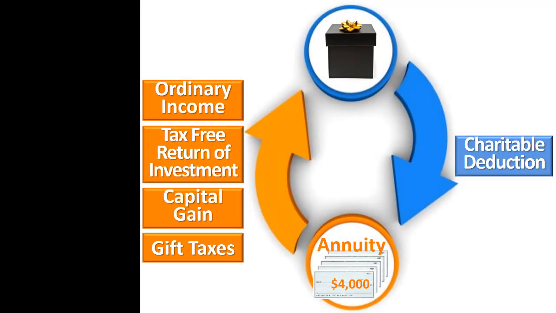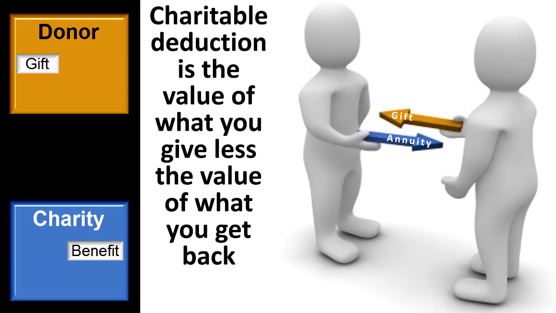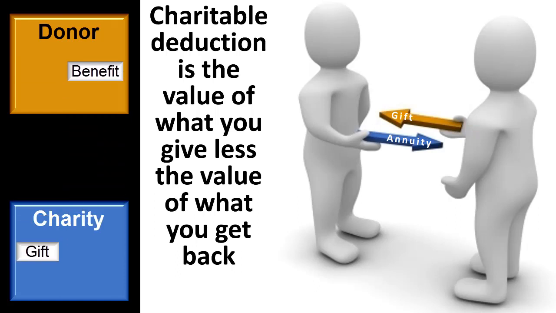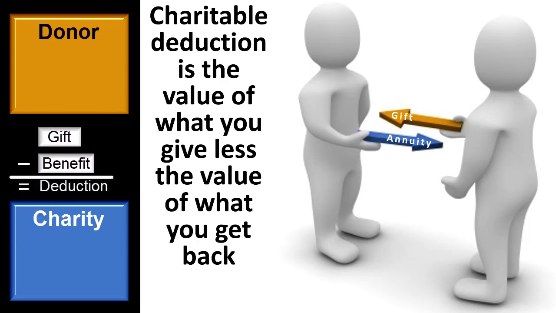Let's begin with the calculation of the income tax deduction generated by the purchase of a charitable gift annuity. A charitable gift annuity is a form of a bargain sale. As with other bargain sales, the charitable tax deduction is based on the value of what the donor contributed less the value of what the donor received. Determining the value of what the donor contributed is relatively easy. If the donor gave $10,000 in cash, then the value of the donor contribution is $10,000. Determining the value of what the donor receives in exchange for the gift, in other words, the value of the annuity, can be a bit more challenging.